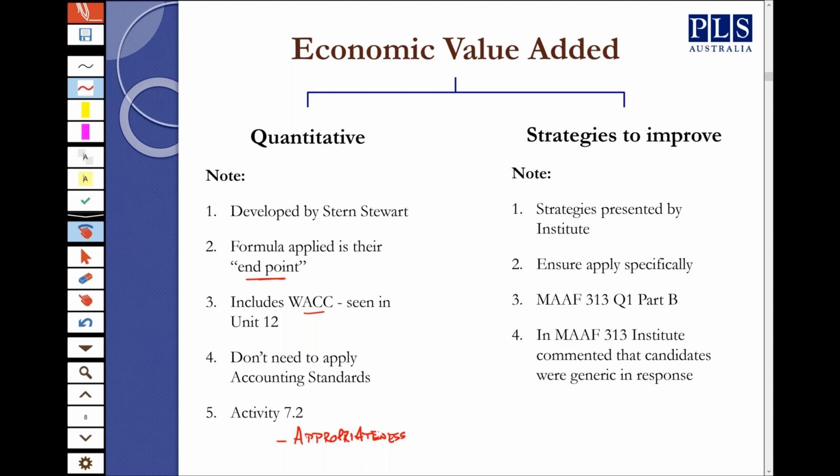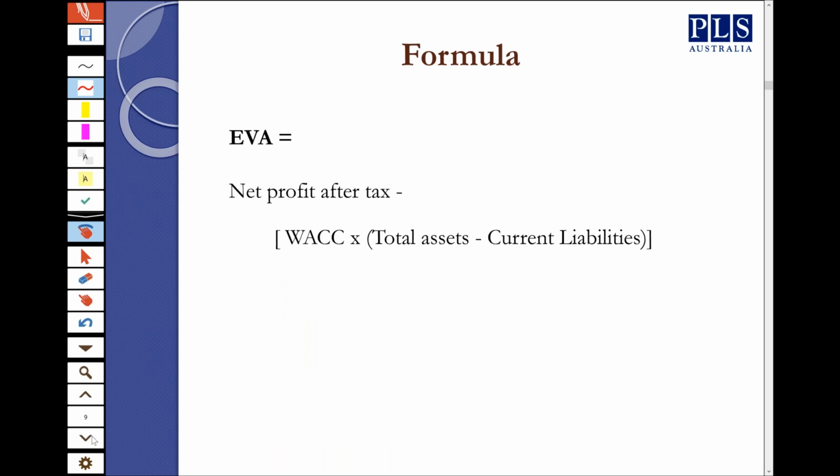So again, the calculation is very important, but I do like candidates in this area in particular to understand the extension type areas. Now, one of those extension type areas is your strategies to improve. Now, you'll find that, again, they've presented you 3 strategies in the Institute's material. I'm going to request, however, that you specifically apply them, because you'll find in Management 313 that the Institute did comment that some candidates were generic in applying the strategies.